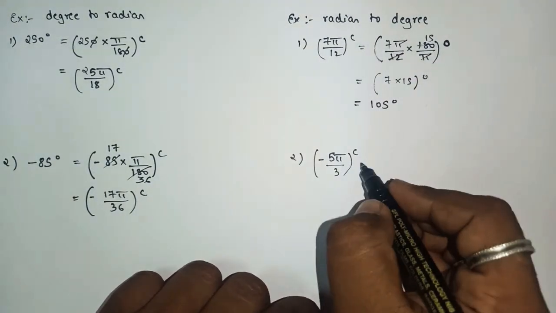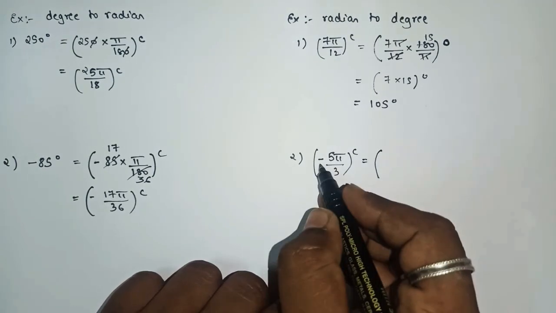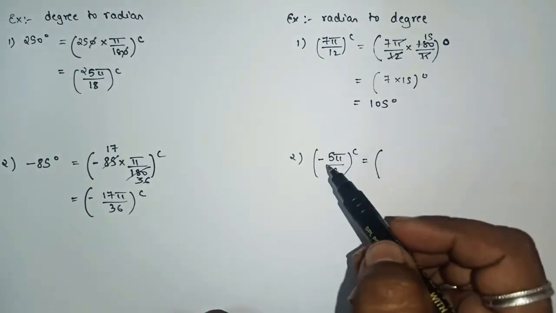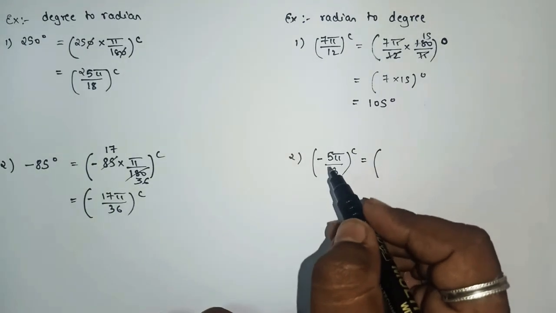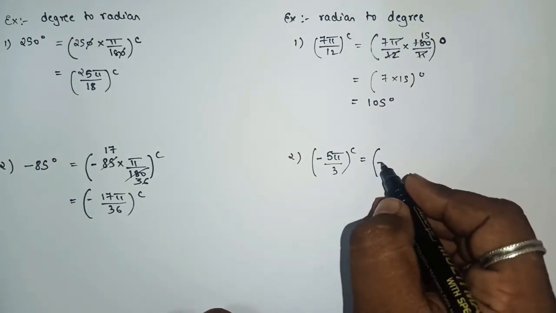We'll take one more example, as here we have a minus. As I told, whenever you come across a negative angle, simply write that minus as it is.